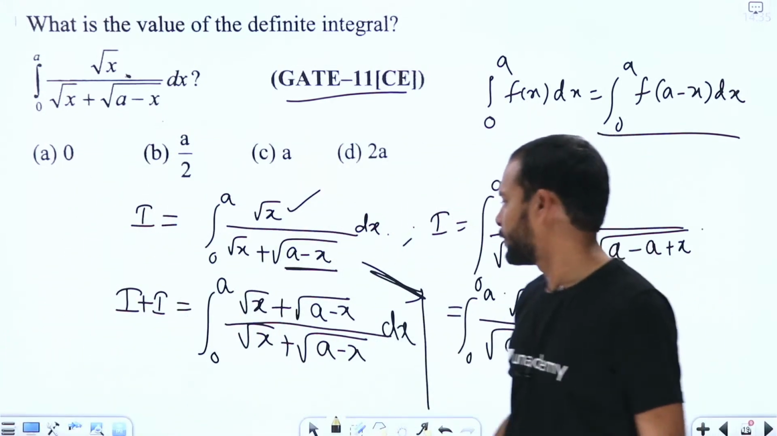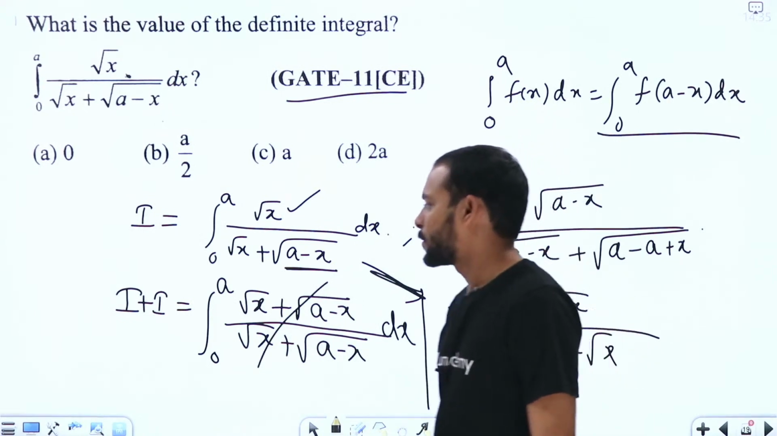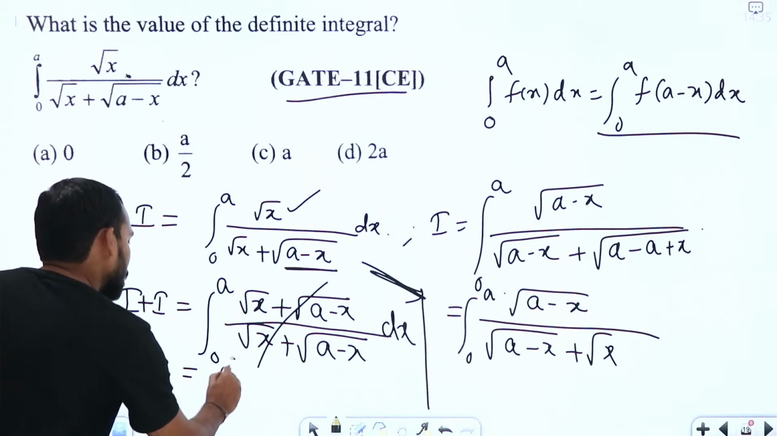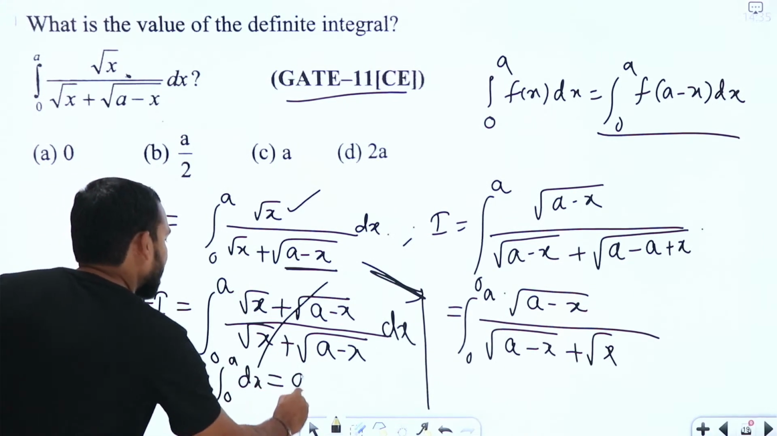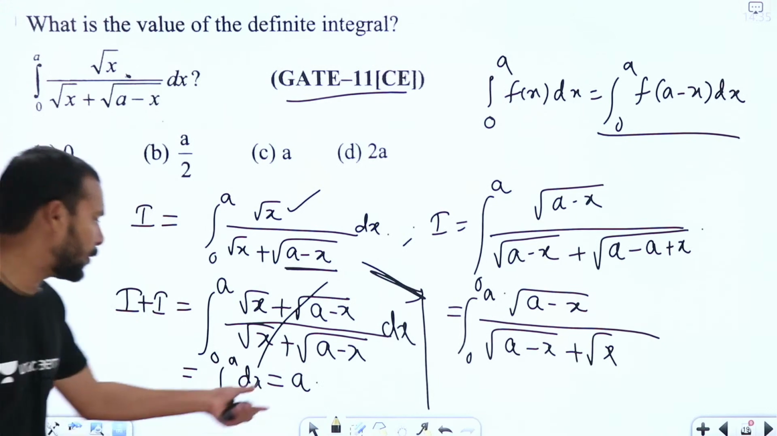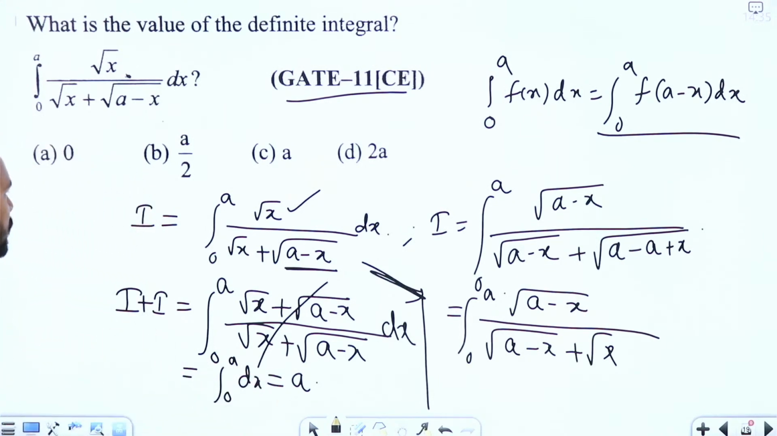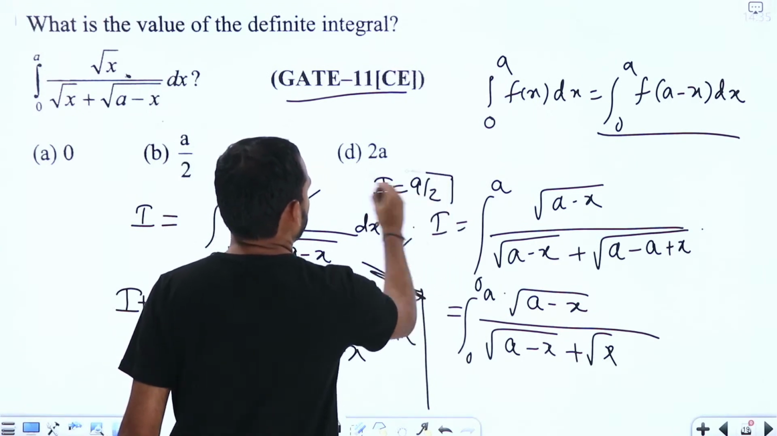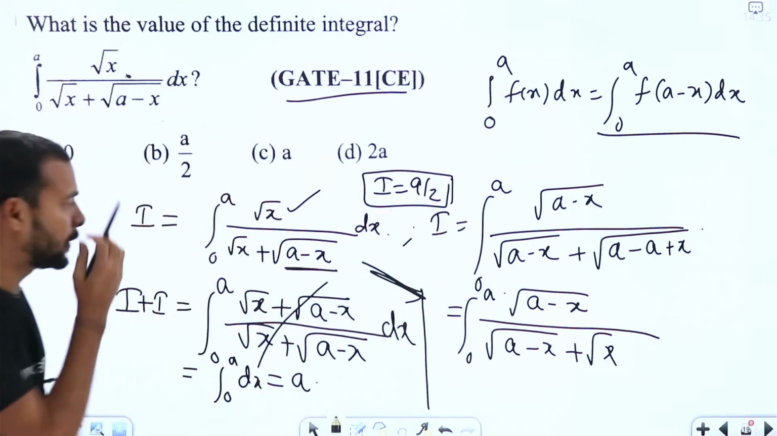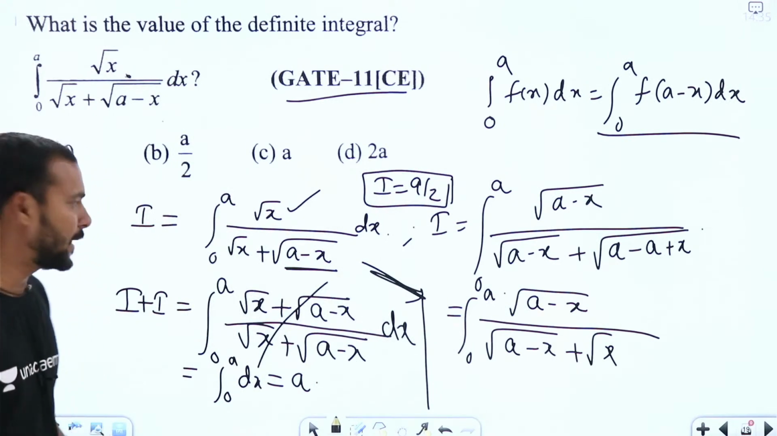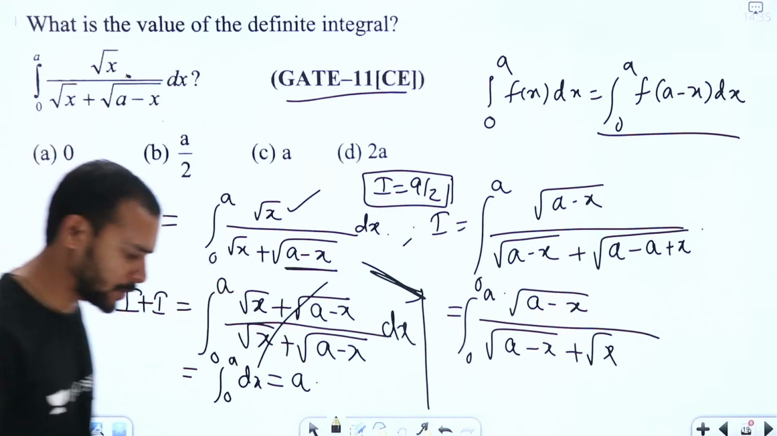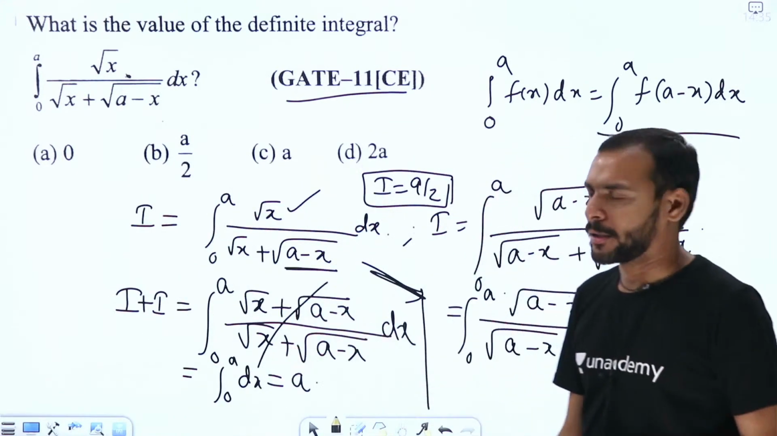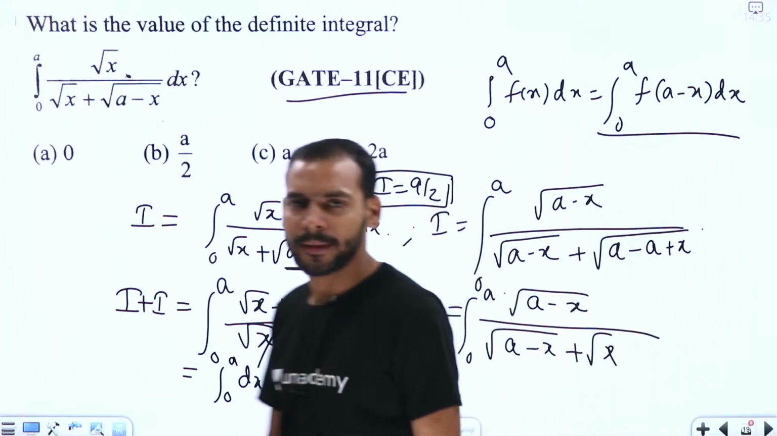Simple one. Now this will get cancelled, so we are going to get simply the integral from 0 to a of dx, which is nothing but a. So here the value is for 2I, and we need the value of I, so I is equal to a by 2, right? Simple. Based on the terms given in the question, we should apply the property. We should apply it and manipulate, like adding or subtracting, whatever we can do, right? I hope it is clear.